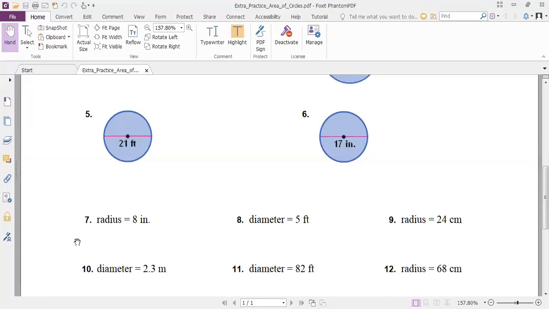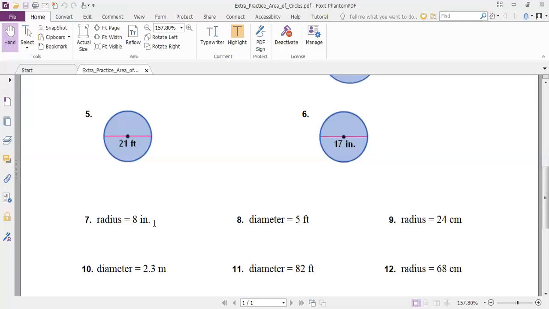Okay. Tell me the rule. The area equals pi times the radius power 2. So pi times radius power 2. This is the area, right? It means pi times 8 power 2.